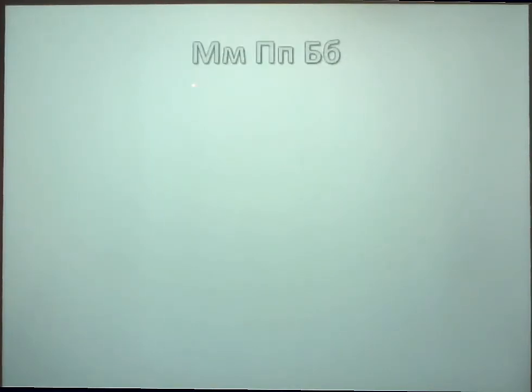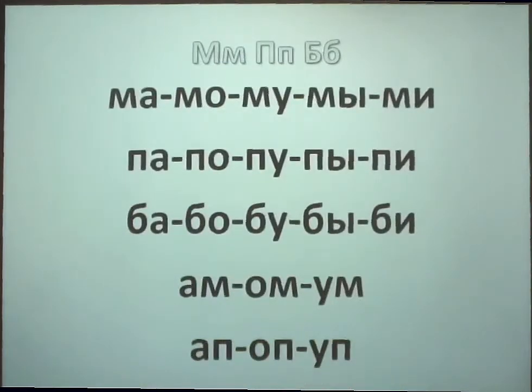Это буква М, это буква П, это буква Б. М, П, Б. Ма, мо, му, мы, ми. Па, по, пу, пы, пи. Ба, бо, бу, бы, би.